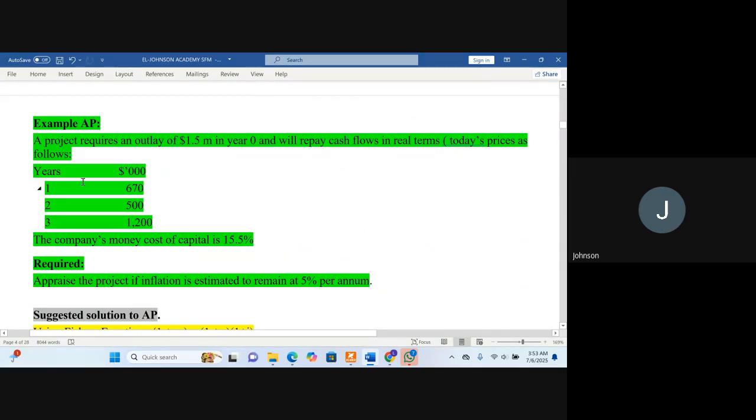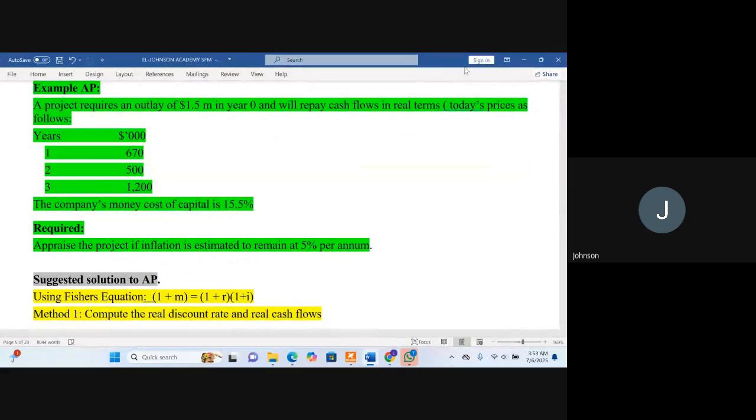Now, let's look at it as follows. It will create cash flows in real terms as follows. Year 1 is going to get 670,000. Year 2 you're going to get 500,000. Year 3 is going to get 1,200,000. Now they say the company's money cost of capital is 15.5%.